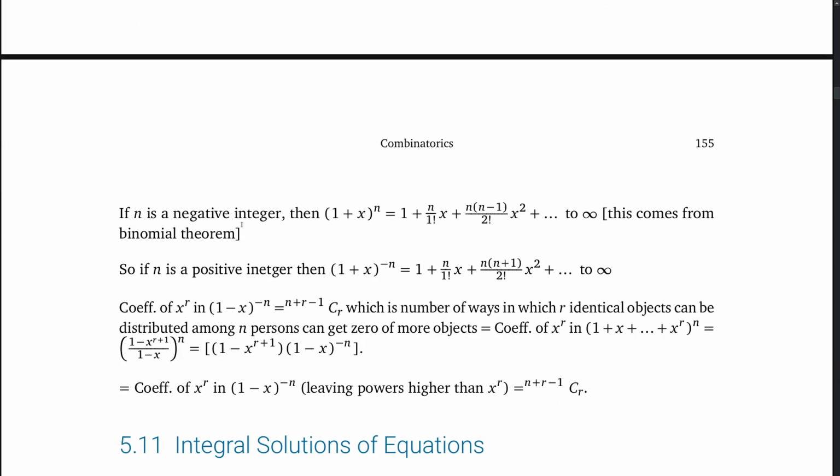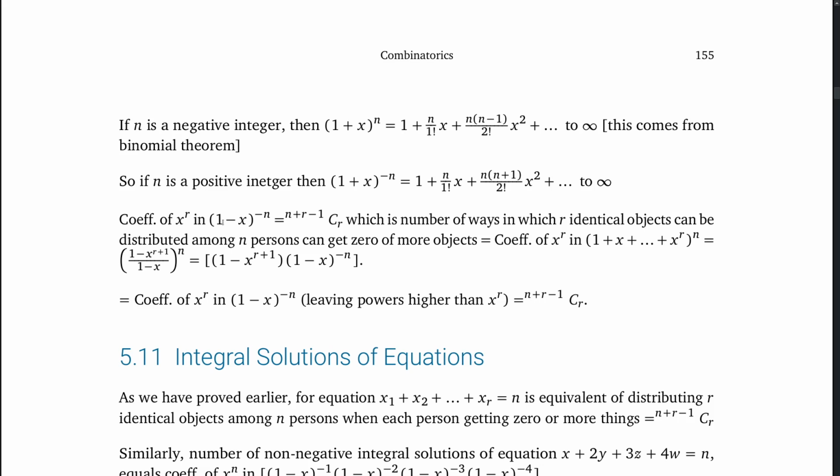If n is a negative integer, then (1 + x)^n is equal to 1 + nx/1! + n(n-1)/2! x² and so on. So this comes from the binomial theorem. Some part of this chapter is dependent on the binomial theorem. If you don't understand, please wait for the binomial theorem to be finished, which should be next to next chapter. I believe the next chapter is mathematical induction, and then we will study what is called polynomials. So if n is a positive integer, then (1 + x)^(-n) is the same formula.